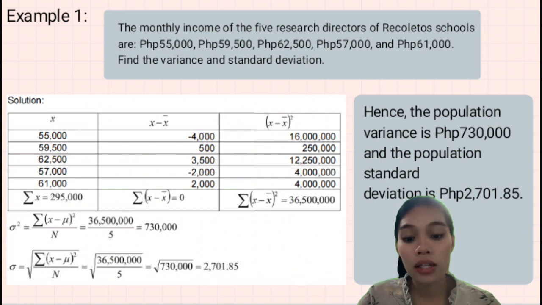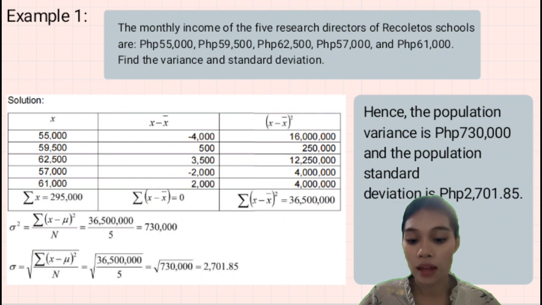For the third column of the table, we will square. Negative 4,000 squared is 16 million. 500 squared is 250,000. 3,500 squared is 12,250,000. Negative 2,000 squared will be 4 million, and positive 2,000 squared is 4 million.